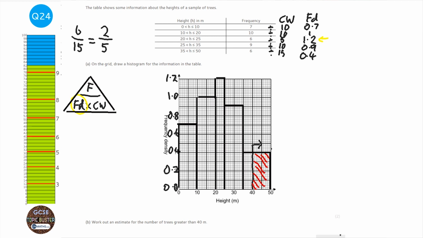So it's gone a third of the way. So we're looking for two thirds of that 6. Well, two thirds of 6 is just going to be 4. So the answer to question B is 4, because there's 6 in total and we're looking for two thirds of it.